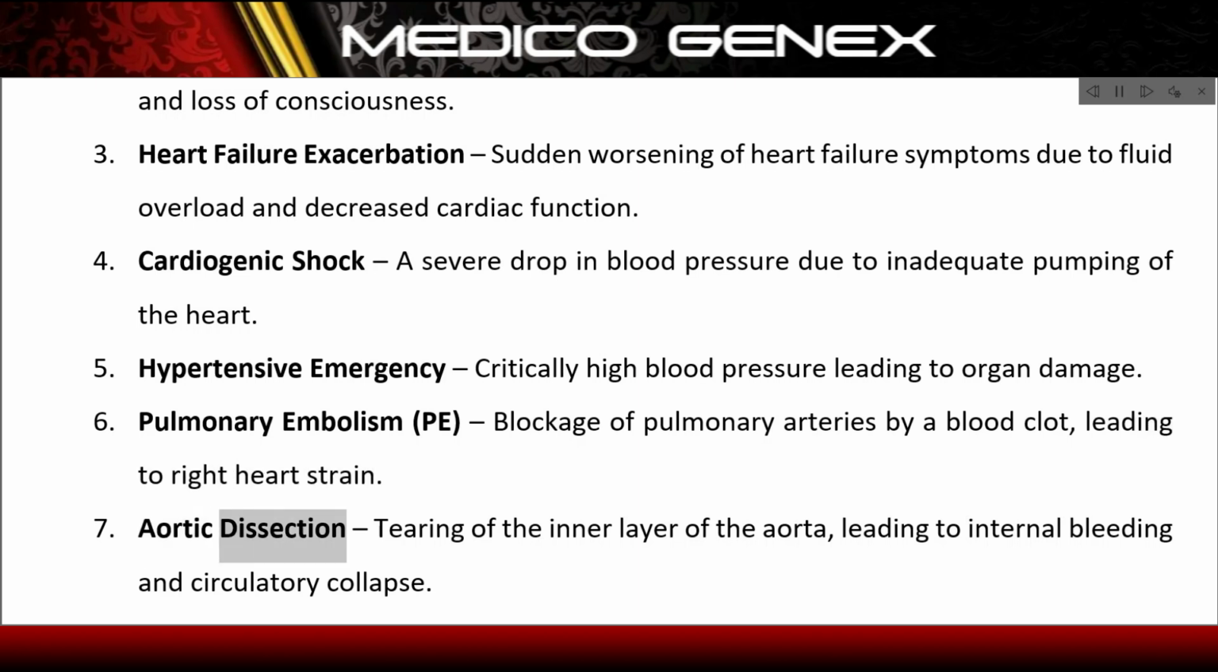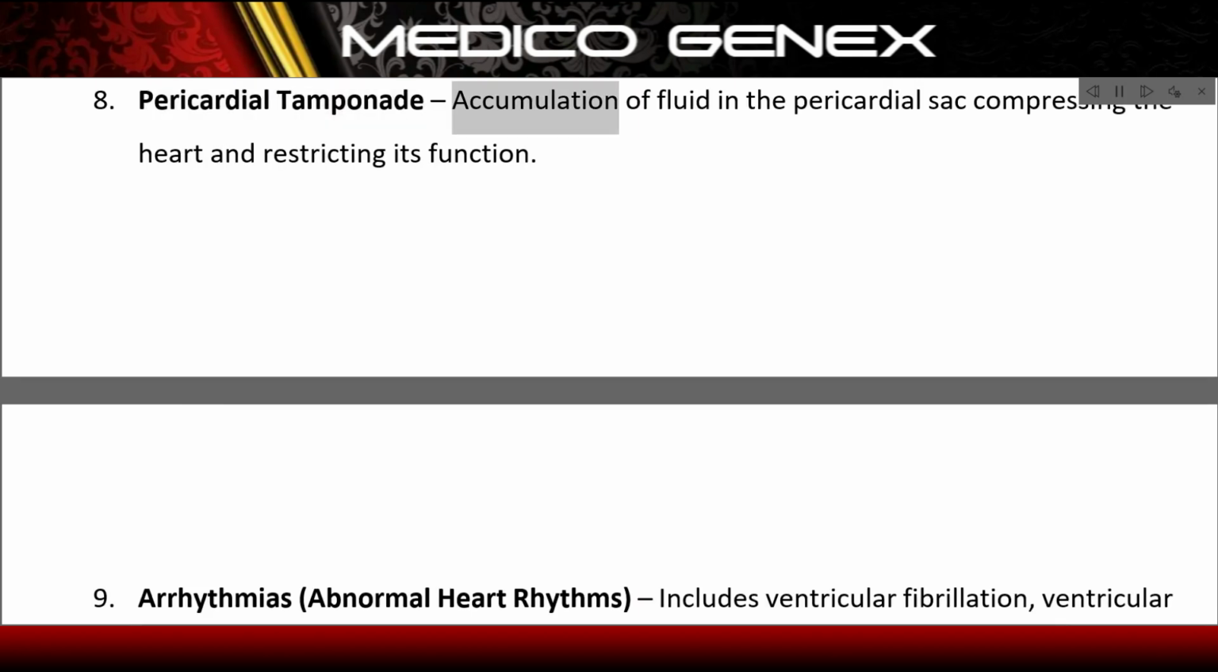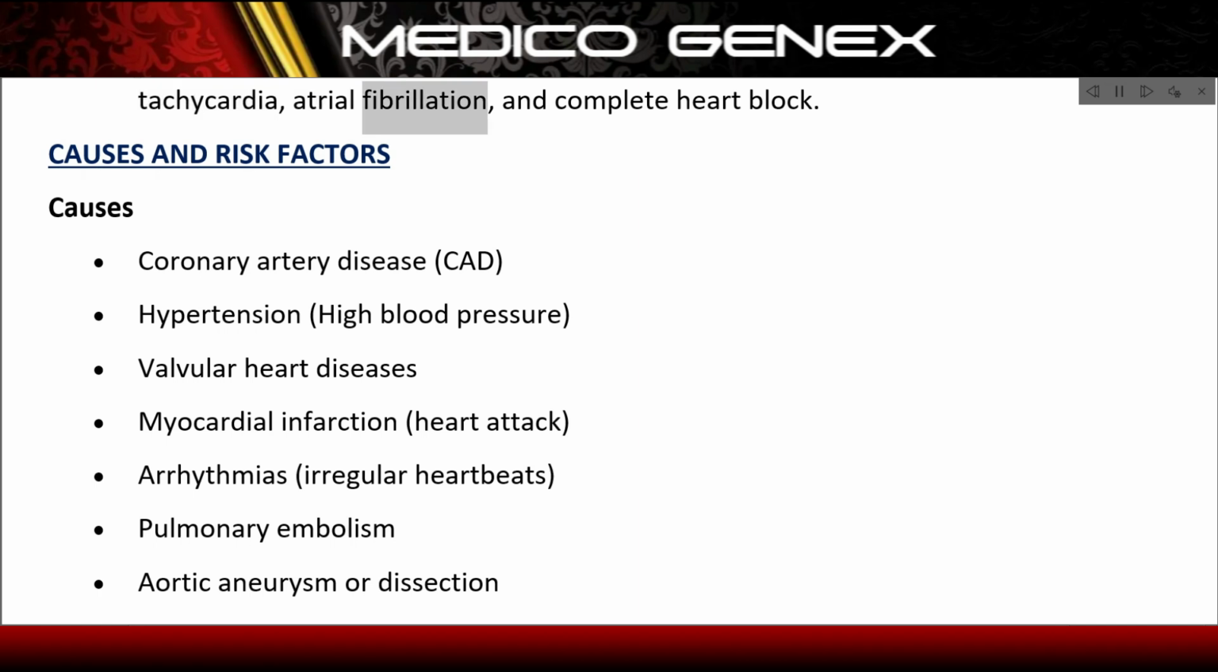Aortic dissection, tearing of the inner layer of the aorta, leading to internal bleeding and circulatory collapse. Pericardial tamponade, accumulation of fluid in the pericardial sac compressing the heart and restricting its function. Arrhythmias, abnormal heart rhythms, includes ventricular fibrillation, ventricular tachycardia, atrial fibrillation, and complete heart block.